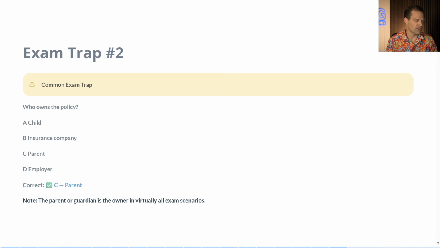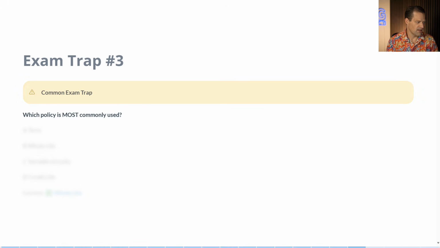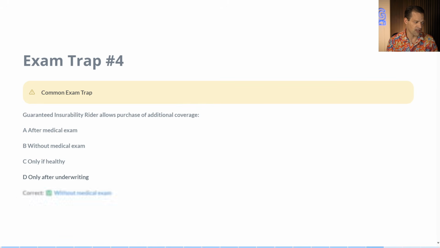The parent or guardian is the owner in virtually all exam scenarios. Which policy is most commonly used? Term, whole, variable, or credit life? Answer is whole life. And a guaranteed insurability rider allows purchase of additional coverage without a medical exam, only if healthy, only after underwriting. And the answer is without a medical exam, B.